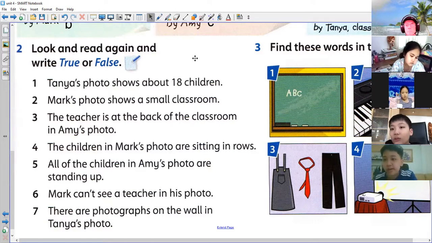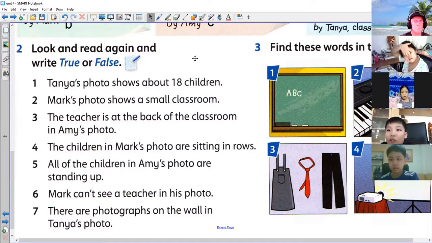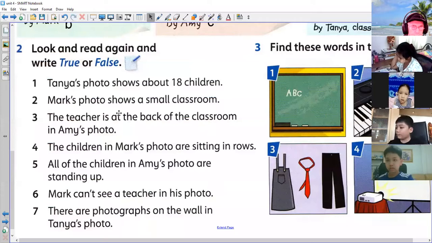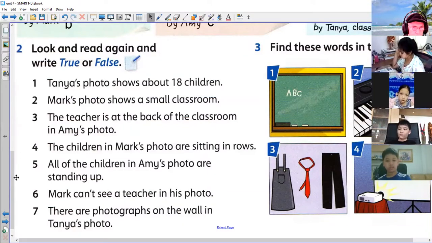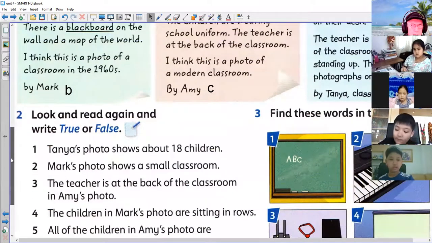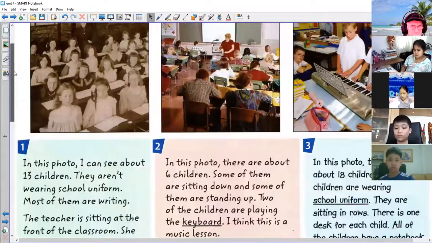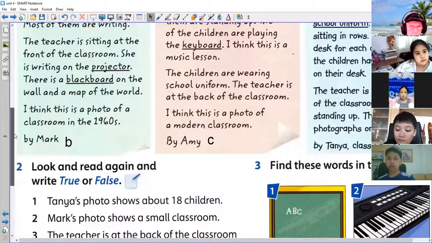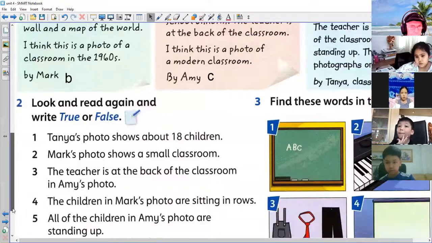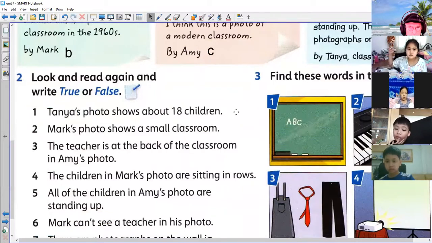Can you ask for those shows about 18 children? Is that true or false? False. Right, let's have a quick look at that then. Tanya's photo means the photo from Tanya, or of Tanya, no, from Tanya, shows about 18 children. False. Tanya's photo is A. Shows about 18 children. Does it? About 18 children. True. It is true, not false. Okay. Tanya's photo shows about 18 children. True. You can write true there if you like.